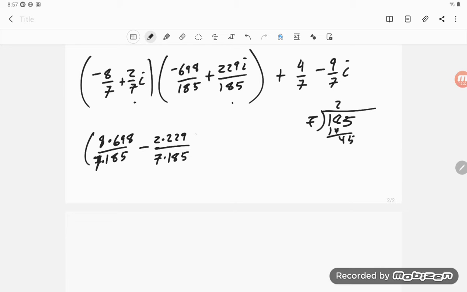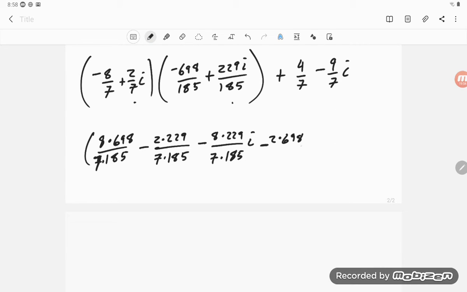Now the two imaginary pieces, I have a minus 8 times 229 over 7 times 185 I, and then a minus 2 times 698 over 7 times 185 I. And then I have the plus 4 over 7 minus 9 over 7 I.